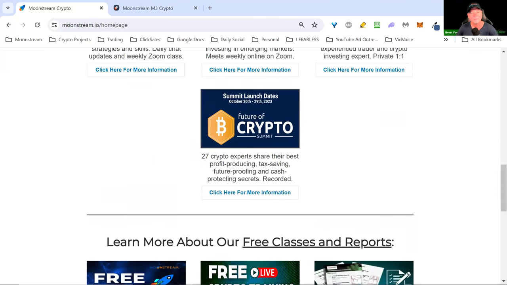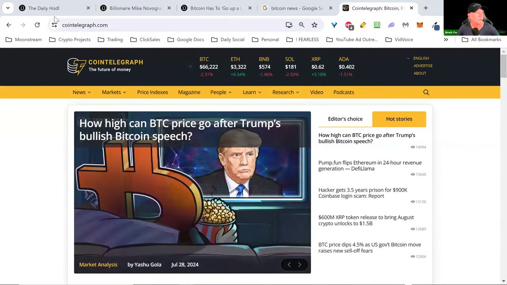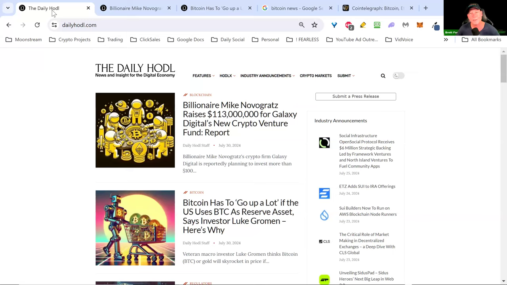All right, so with that out of the way, let's dive in. So here's some news here. We're just going to go through it. I want to start with the daily HODL. Billionaire Mike Novogratz, great guy, raises $113 million for Galaxy Digital's new crypto venture.